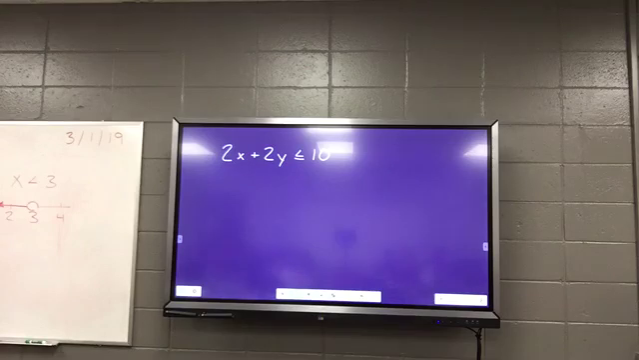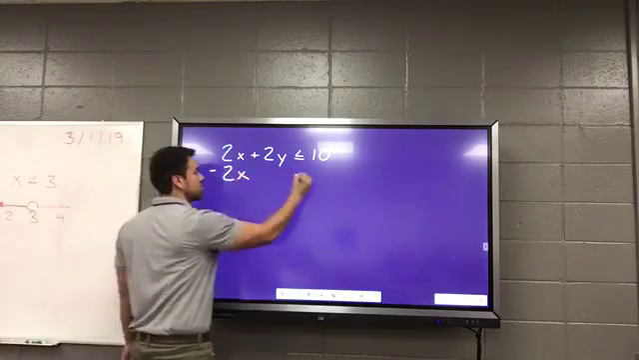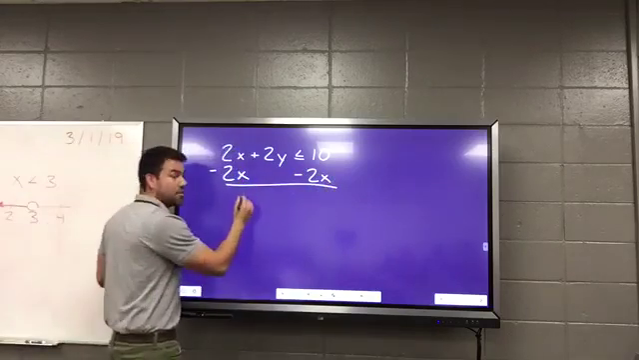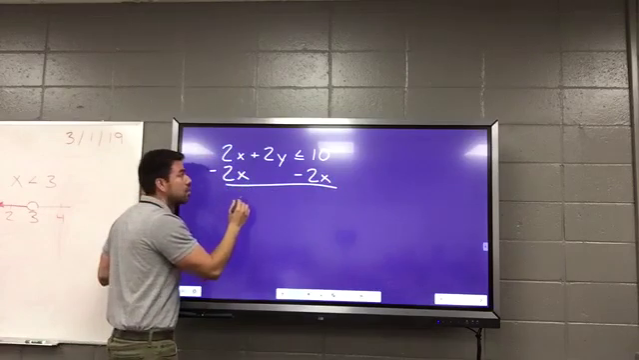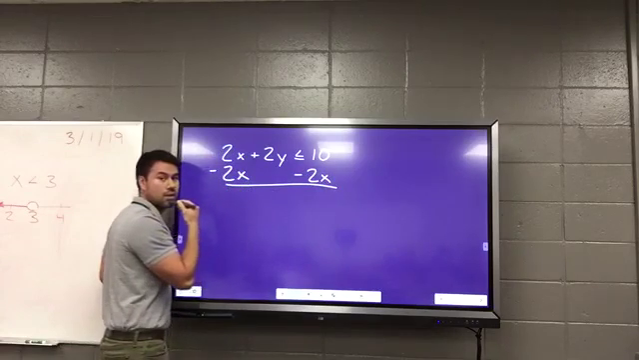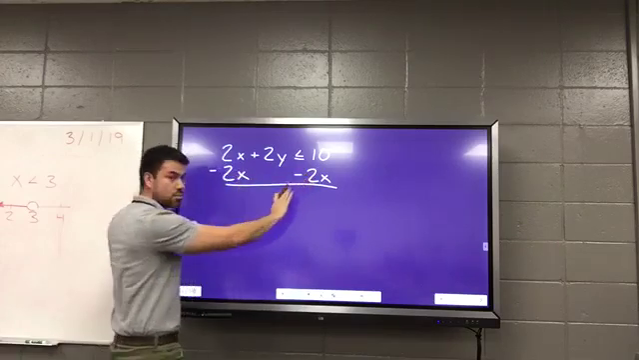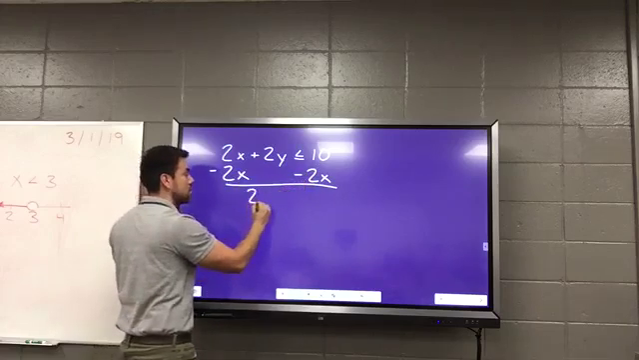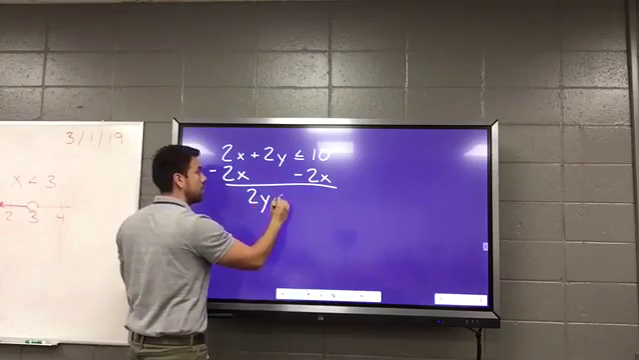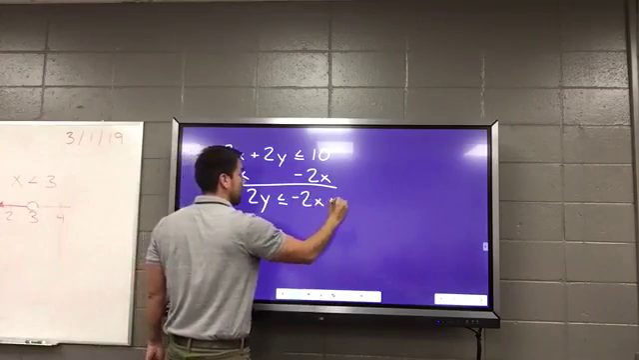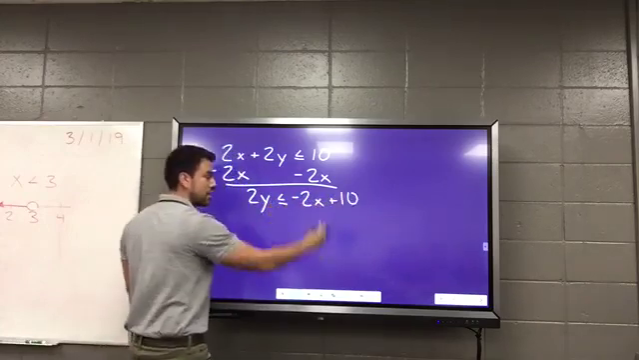Let's go. Henry, can you help me out? I'm stuck. I don't know how to start. You subtract 2x from both sides. What am I left with here? Jackson, do you know what I get from this step? Y is greater than or equal to negative x plus. So when I subtracted 2x from both sides, what did I get? I'm left with 2y is greater than or equal to negative 2x. Okay, and it's 2y is less than or equal to negative 2x plus 10.